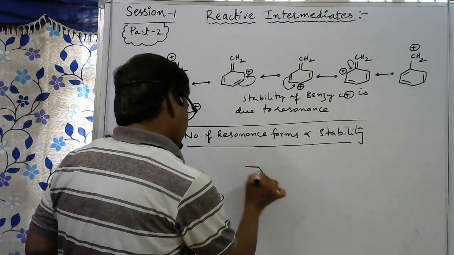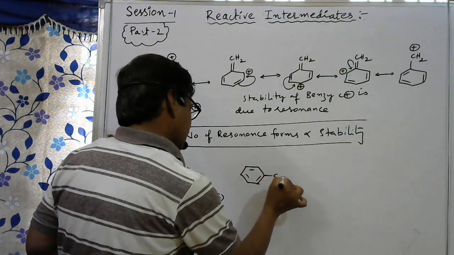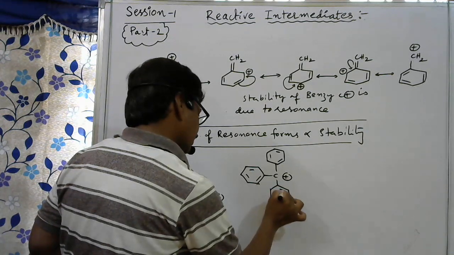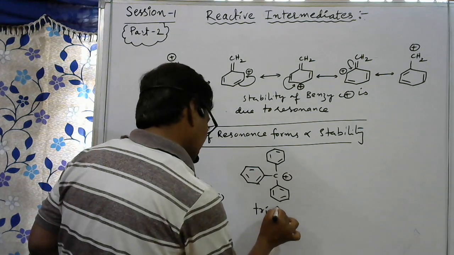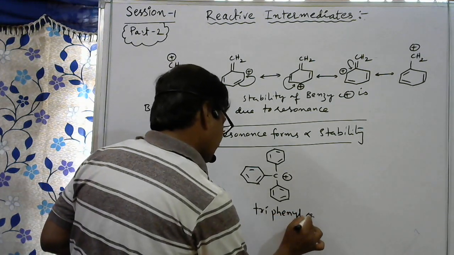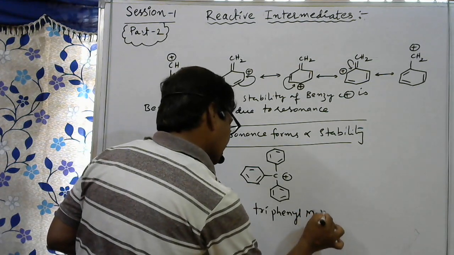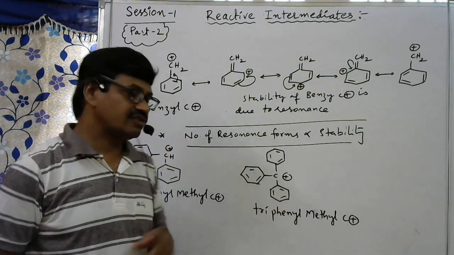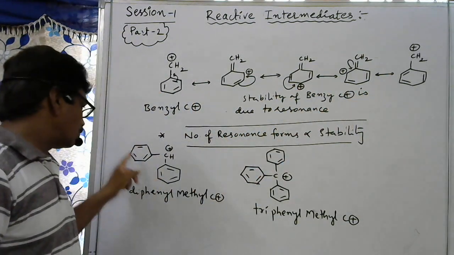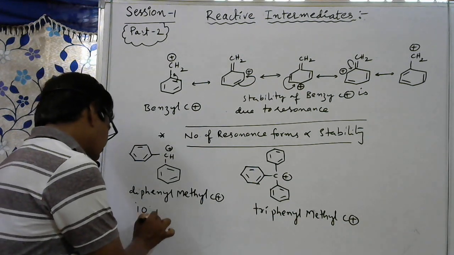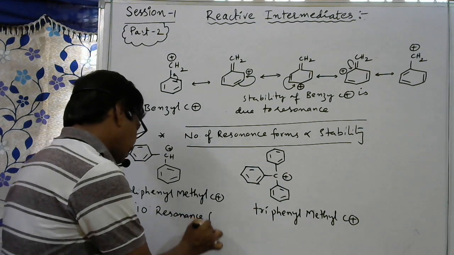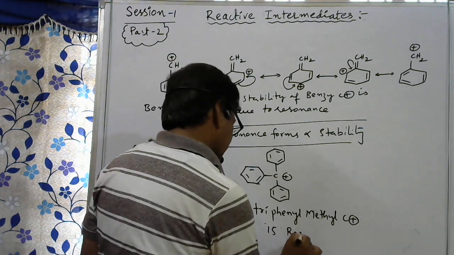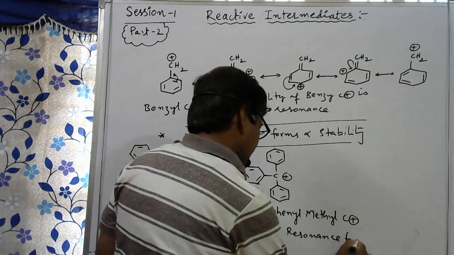Then similarly, we have the triphenyl carbocation. Here C plus, and here we are writing one more phenyl group. Here one more. Like this we have triphenyl methyl carbocation. So here, total 3 phenyl rings are there. For one phenyl ring, 5 resonance forms. For 2 phenyl rings, we can expect 10 resonance forms. For triphenyl methyl, we can expect 15 resonance forms.